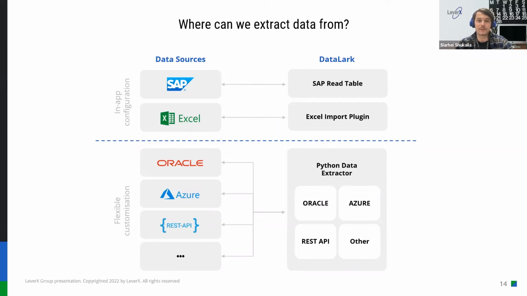This means that users can configure, interacting just with the product's UI, the connection to extract data from an SAP source and an Excel file. And the bottom layer lists systems such as Oracle, Azure, and basically any system that supports a REST API interface. And there are three dots here, which means that our Python data extraction framework that I mentioned allows us to relatively quickly build custom connectors that may interact with any data source.